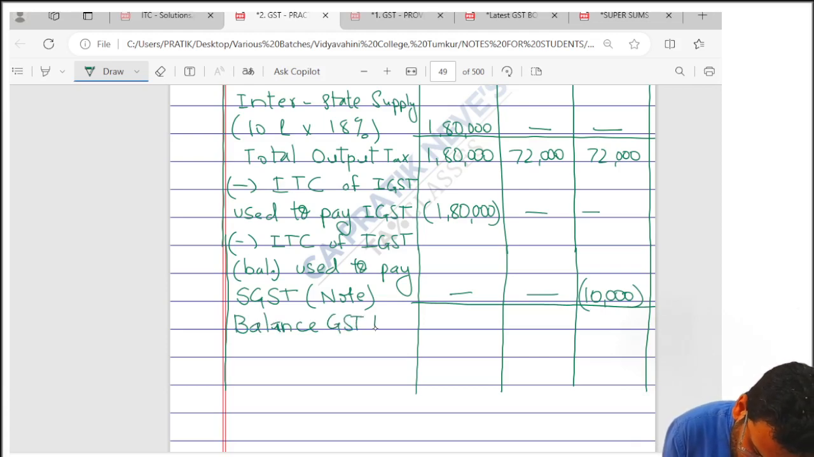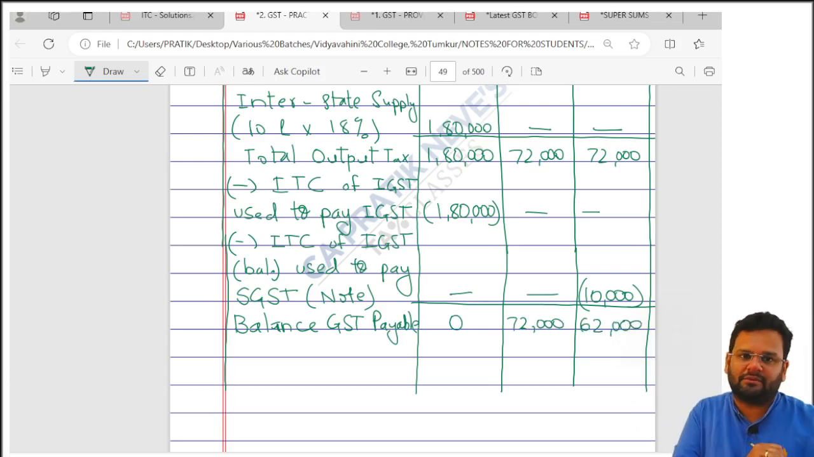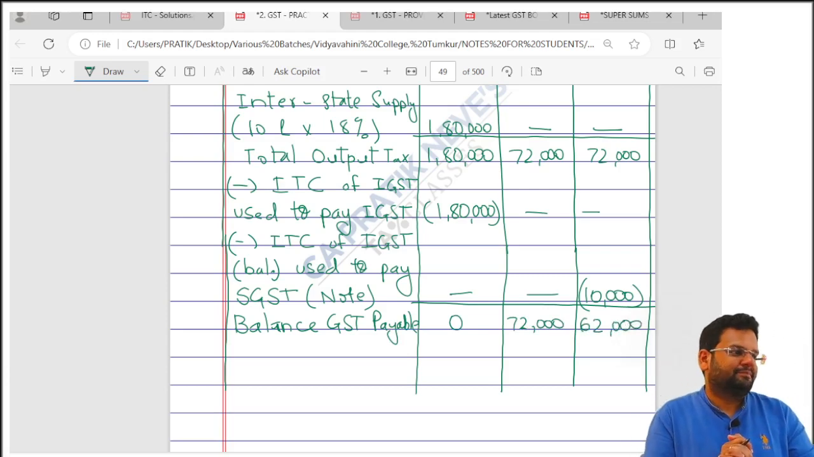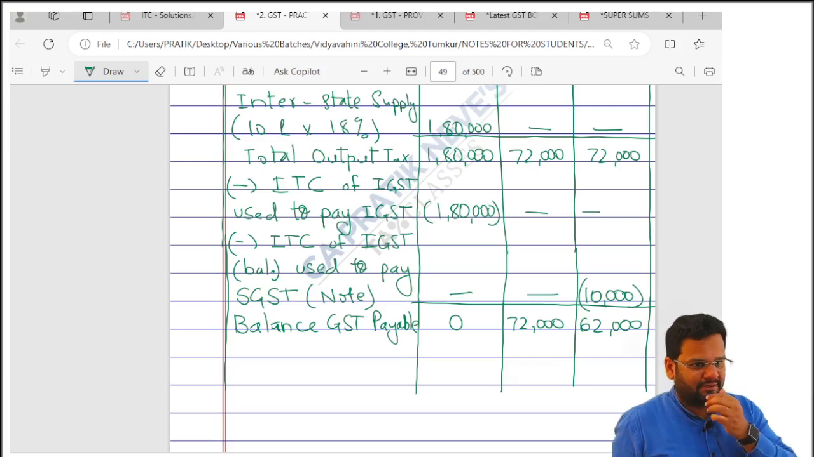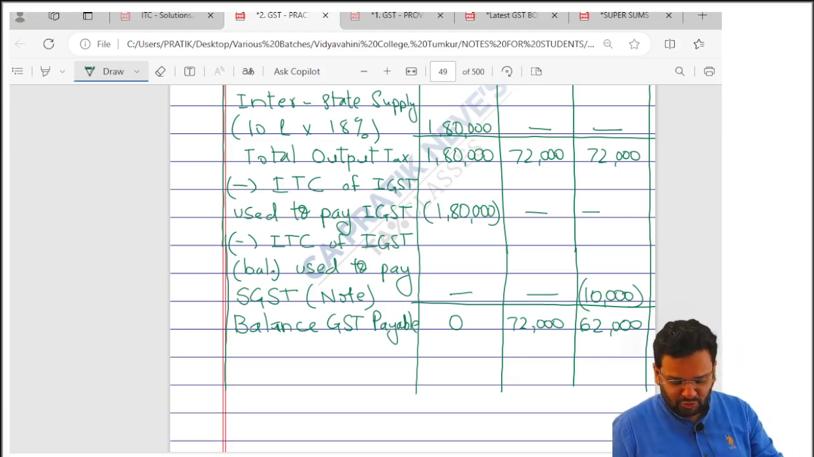Balance GST payable: IGST 0, CGST 72,000 and SGST 62,000. Only when you keep this sequence in mind will you get correct answers. Otherwise, you will mess up.